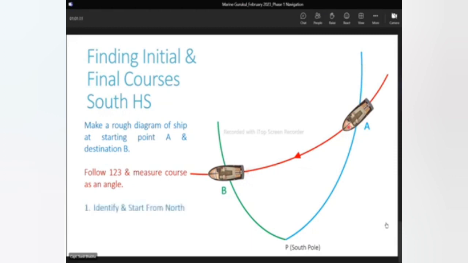So first of all, we have to identify and start from north. The direction of the meridian going towards the North Pole gives us the northerly direction. So at point A, the meridian going in this direction towards the North Pole gives us the northerly direction. I have marked it with the N point here representing true north. And if you come to the destination location, the direction of the meridian going towards the North Pole represents the true north. So true north is represented by N at both the locations.